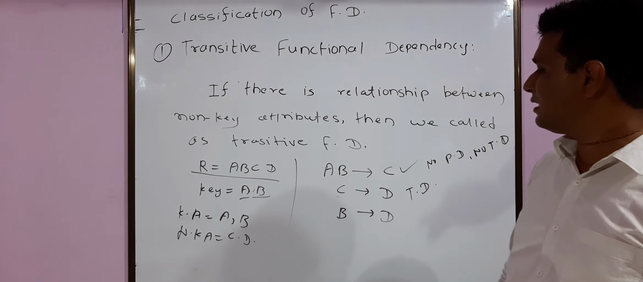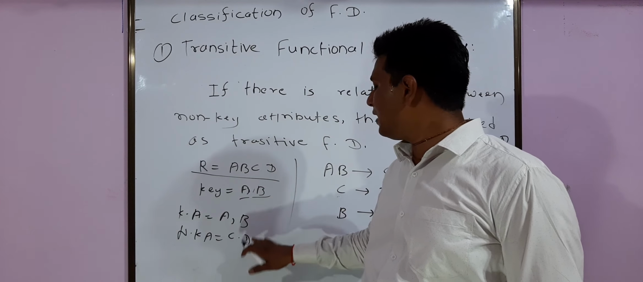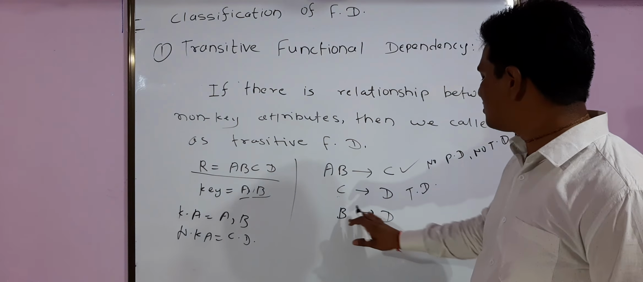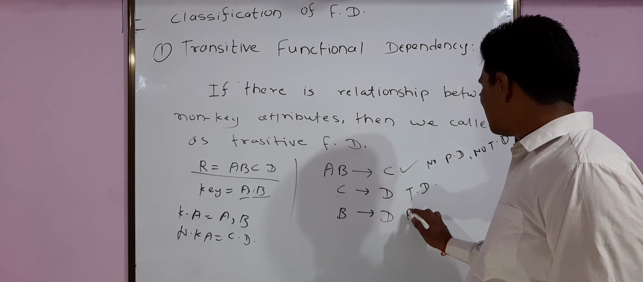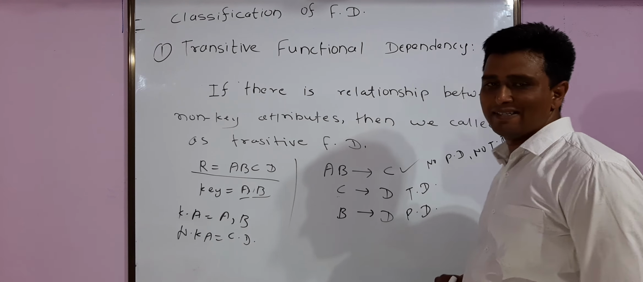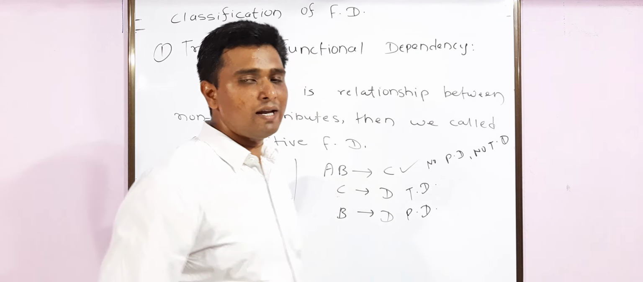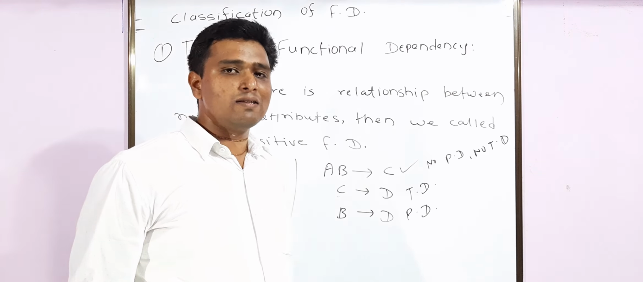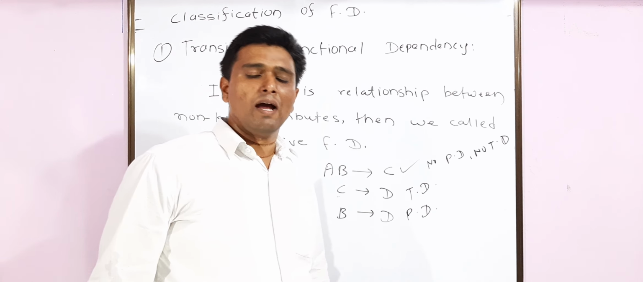Now B determines D. In this case, B is a prime key attribute and it is determining a non-key attribute. Hence we can say that there exists partial dependency. This is a very easy concept, but very important to remember, partial functional dependency as well as transitive functional dependency. Thank you very much.